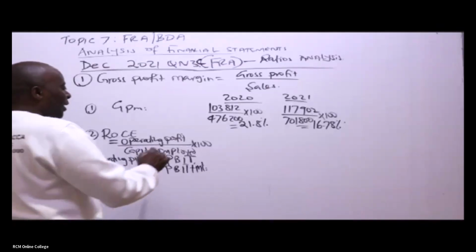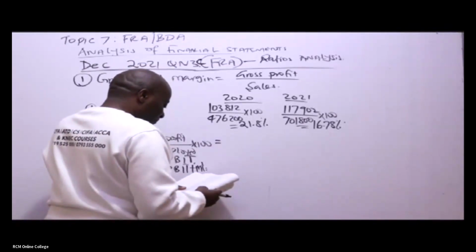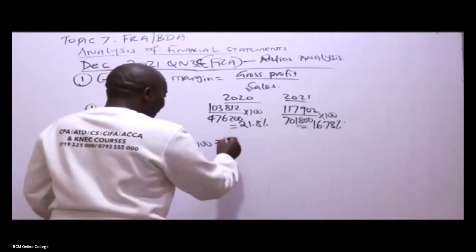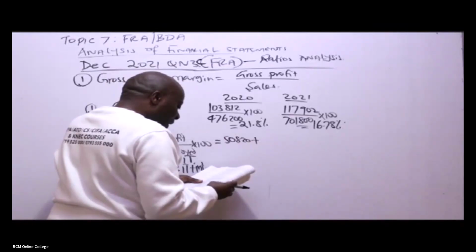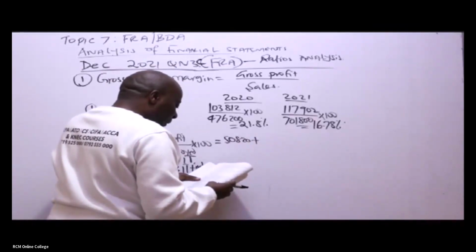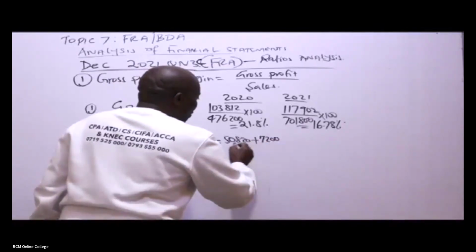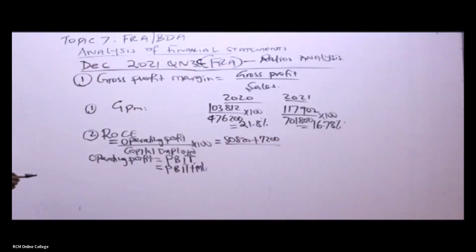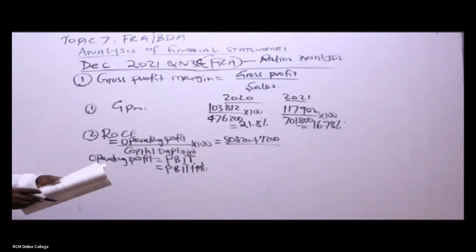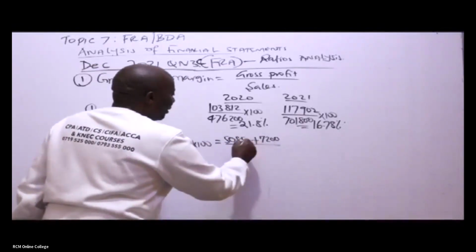So this will be equal to the PBT. I can see it is 50,820 plus the interest for this year. The interest for this year, ladies and gentlemen, which is the same as finance cost, is 7,200. Whatever I get, I divide this by the capital employed. So 50,850.